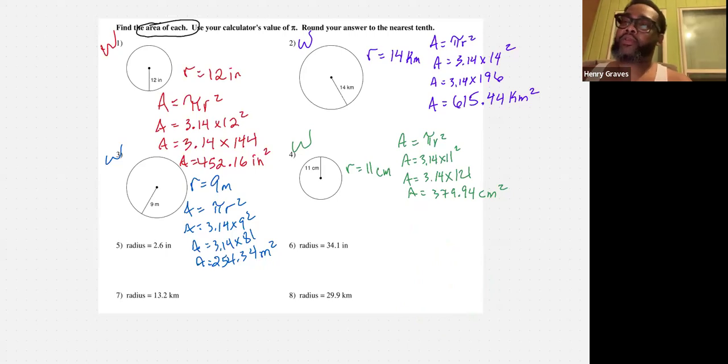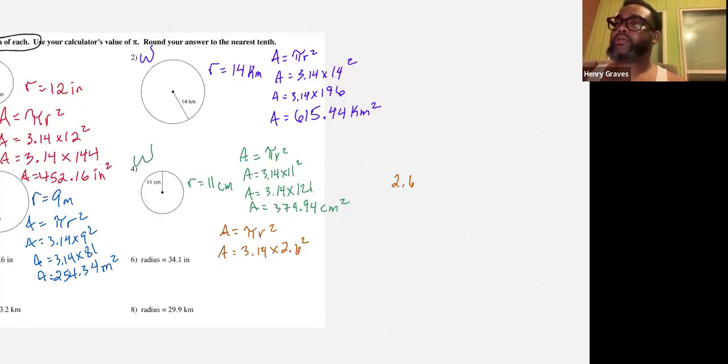So I'm doing number 5 here in brown. The radius was 2.6. I'm going to use my formula. That's going to be pi r squared. So that's going to be 3.14 times 2.6 to the second power. These last ones are going to be tough. For 2.6 to the second power, I'm going to do 26 times 26.